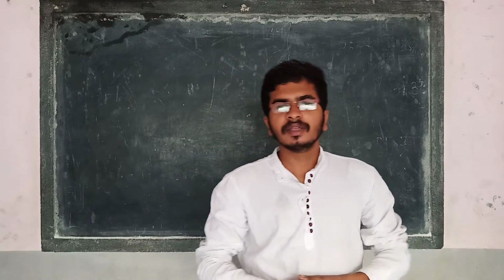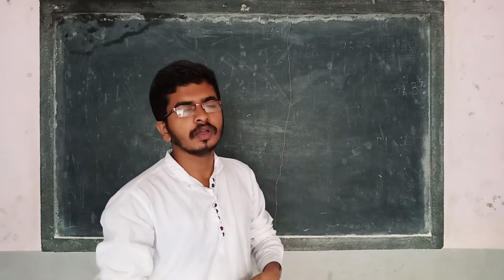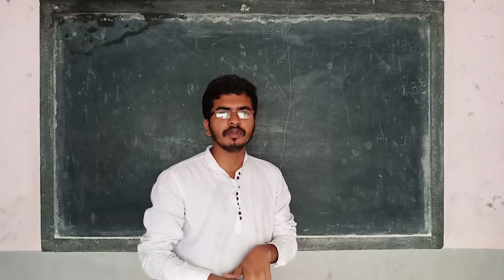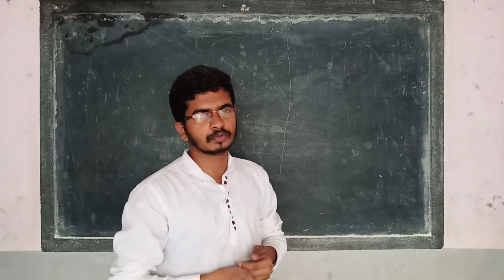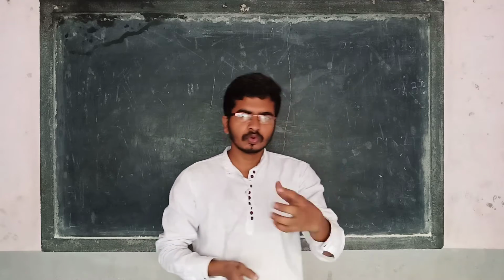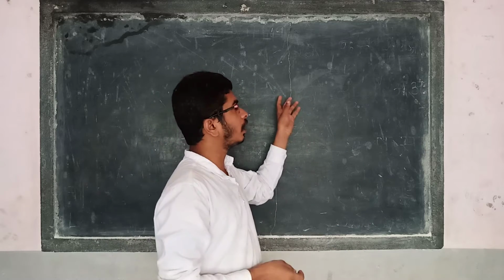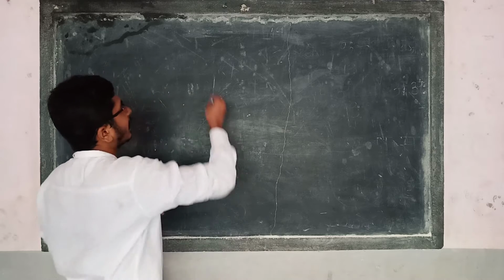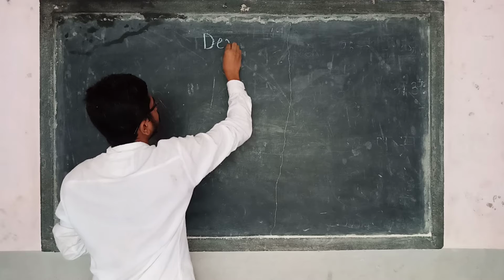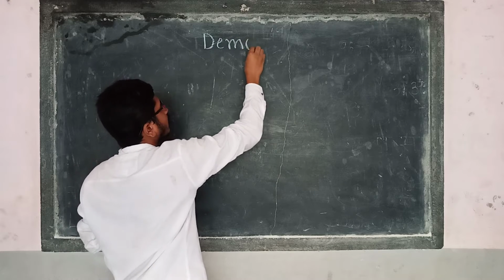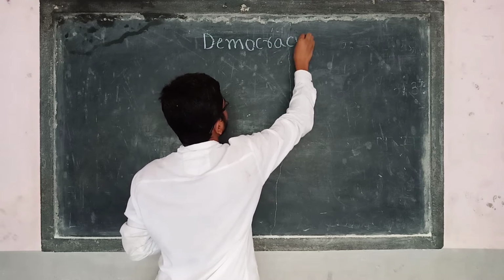Hello students, in our previous videos we have learnt about the types of government. So we will continue the lesson. You can write in the same notes where you have written about the types of government. Now we will continue the lesson. Write the heading, the lesson name: democracy. In the previous lesson we learnt about the types of government and it will be continued.